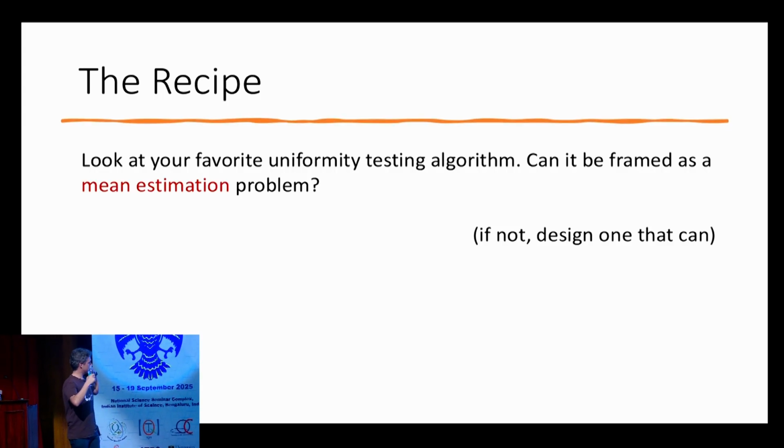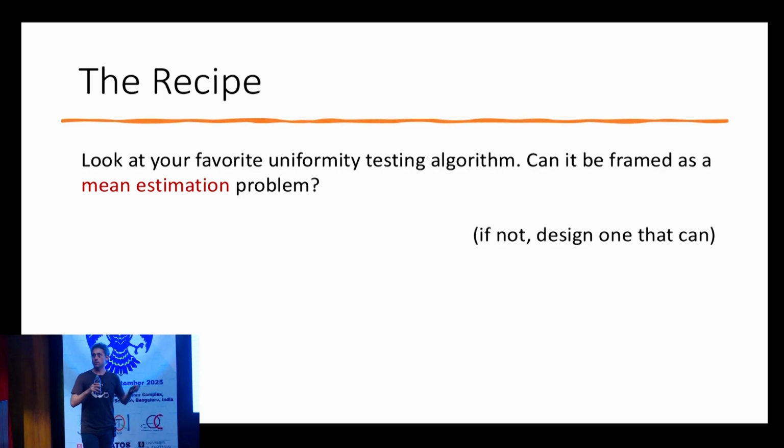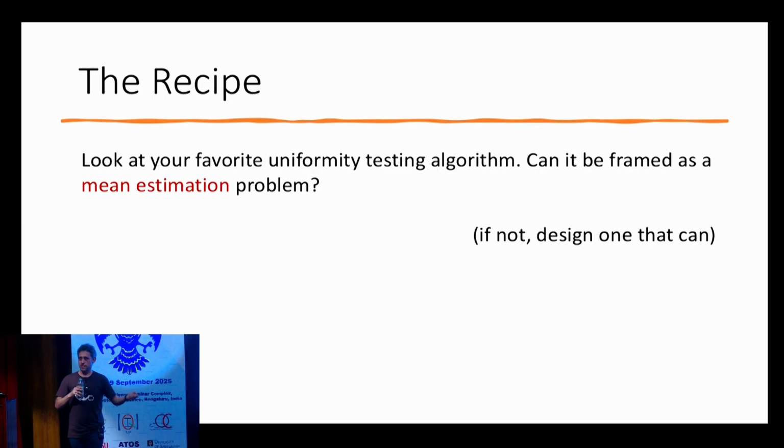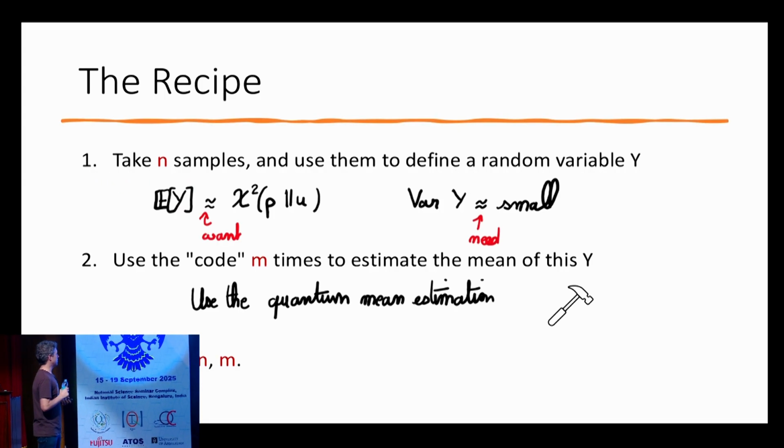So let's try to find a uniformity testing algorithm that could be rephrased as: I define a random variable, and then I estimate its mean, and based on the mean, I say yes or no. The bad news is, among those 7 algorithms, there was none that actually could be framed that way, so we had to design one that worked for this. But that's the general template.